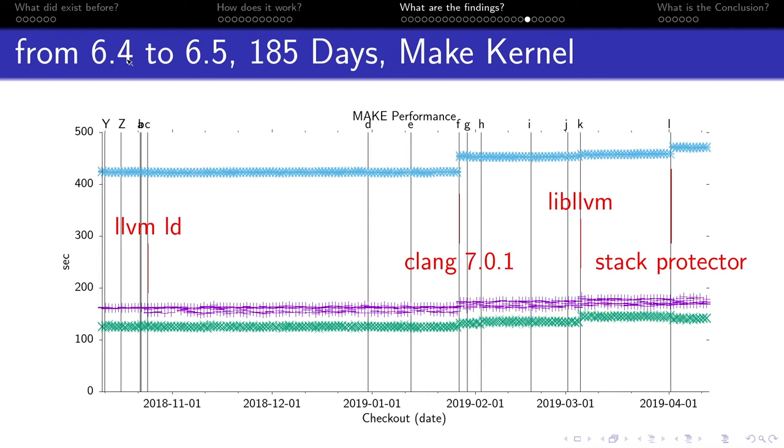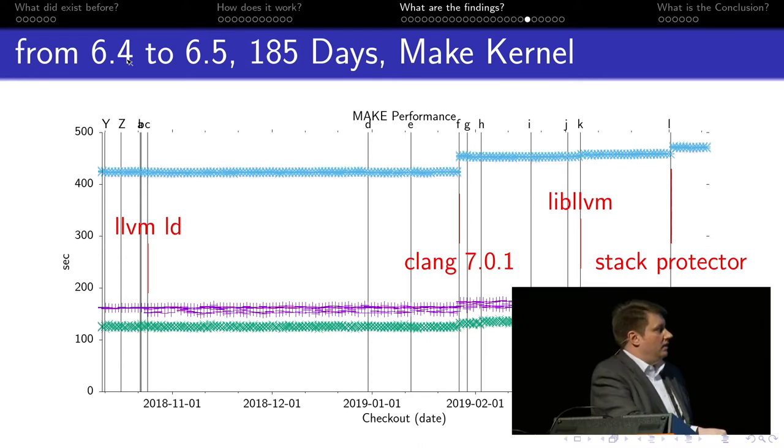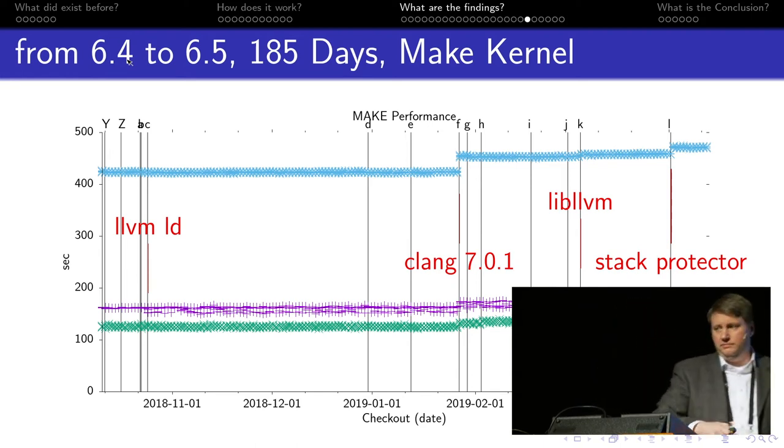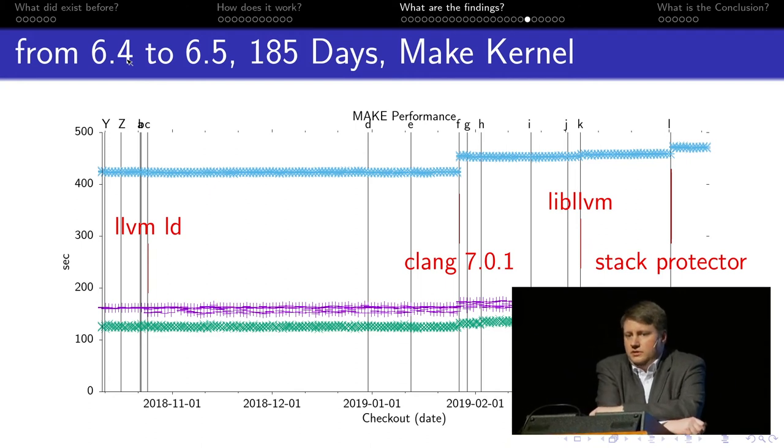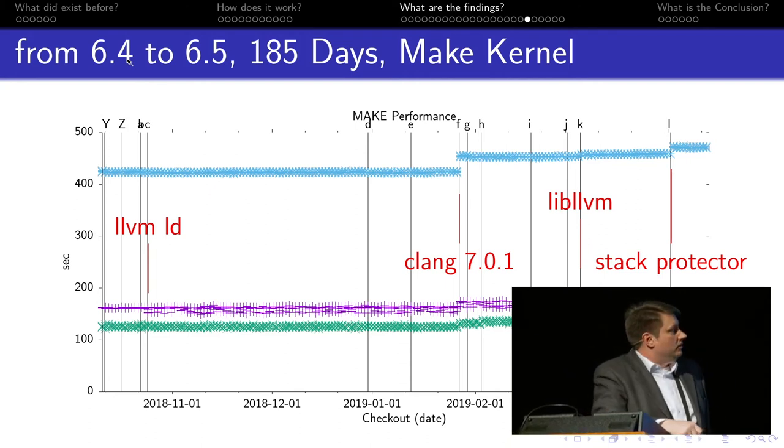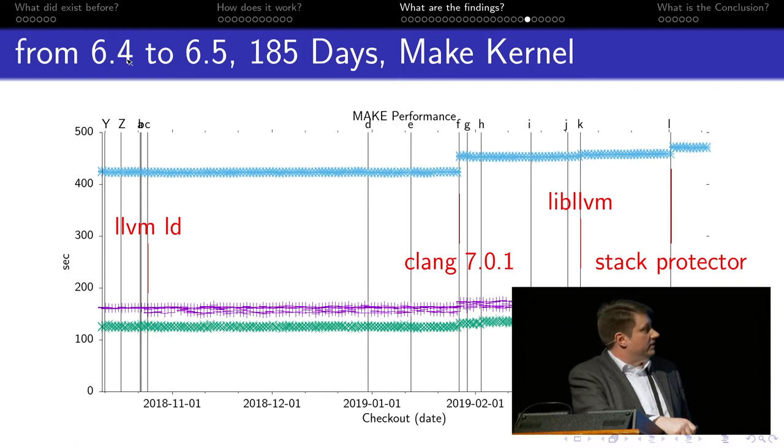So here we change to Clang 7.0. As usual, compile time goes up. Then we created a library out of the compiler, and it said the compiler now uses a library, and I talked with Patrick yesterday and he said the compiler doesn't use it. So this change is irrelevant, but you still see it here in the build time going up.